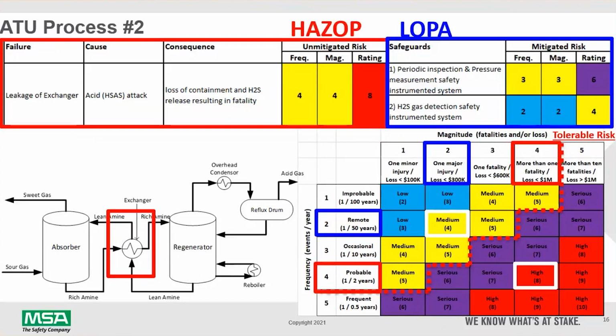So in addition, let's add a hydrogen sulfide gas detection safety instrumented system. And again, given that it's a gas detection system with low and high alarm, that's going to help improve the frequency and magnitude and drive us into a mitigated risk rating of 4. And we will find that to be within our tolerable risk level.